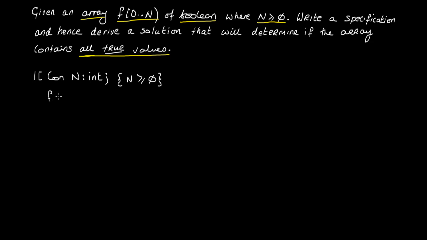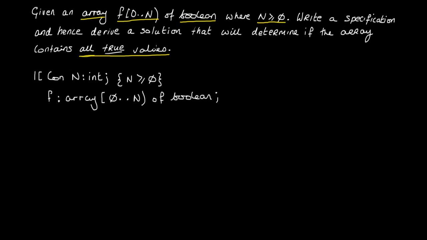So we'll say f is of type array, zero to n of, and the type of the array that we're dealing with, as we were told in the question, is Boolean. Okay, so f is an array from 0 to n, where n is defined as being greater than or equal to 0, and the type of the array is Boolean. Okay, the next part is we're asked to write the specification.